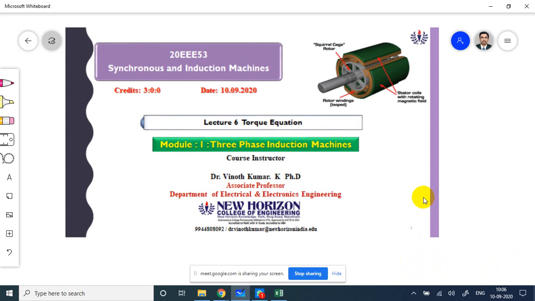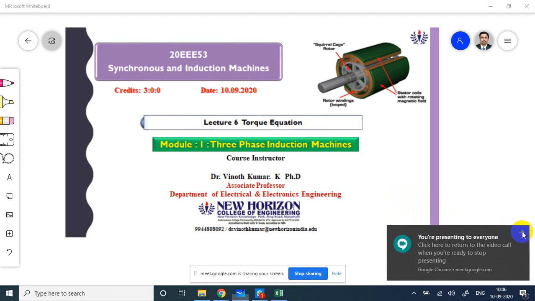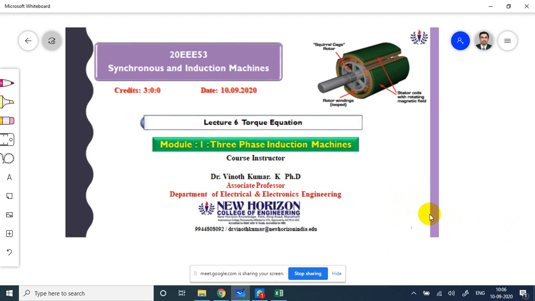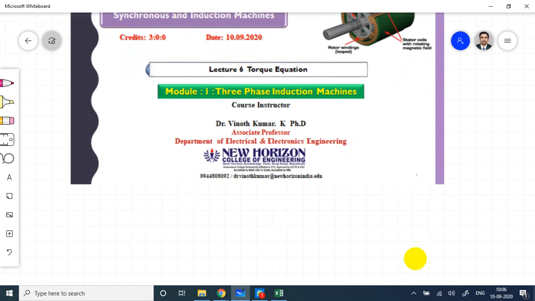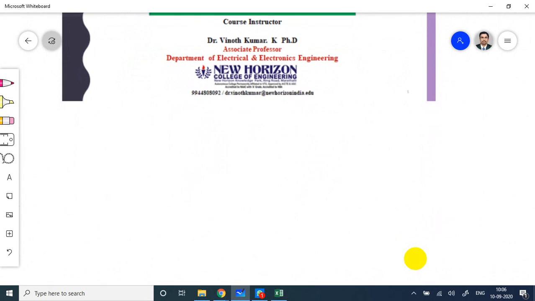Good morning. Today my lecture is the torque equation. How to measure the torque value in a three-phase induction machine, that we are going to discuss today. Step-by-step procedure.